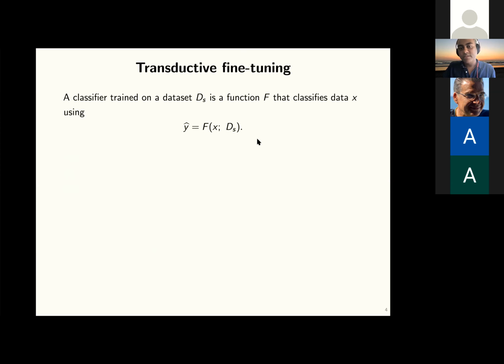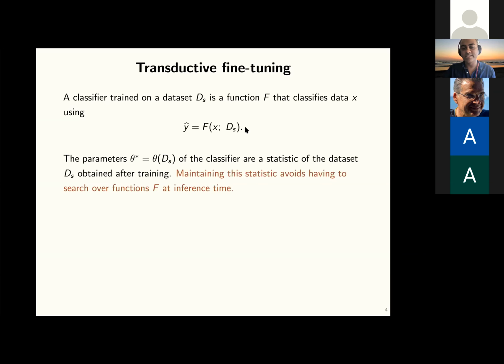Now, in principle, no one is stopping you from searching over the space of all functions every single time I give you a test datum x. That is very expensive to do. It takes a lot of time. So in machine learning, we summarize the data set into some parameters, let's say theta star. They're a function of your data set. These are the weights of your neural network if you're doing deep learning at the end of training. This summary is necessarily lossy. So it is a statistic of your data set.